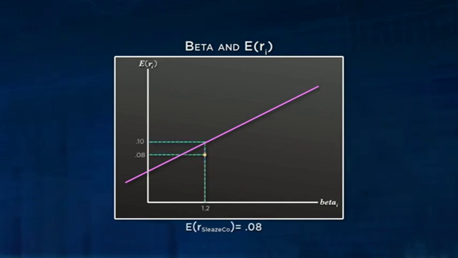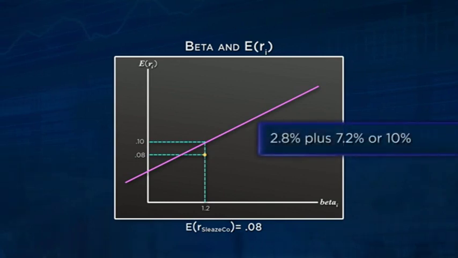For example, consider Sleazeco. Let's say that the beta of Sleazeco is 1.2, and it has an expected return of 8%. According to the SML, a security with a beta of 1.2 should have an expected return of the risk-free rate of 2.8% plus the beta times the market risk premium. The second part is going to be 1.2 times 6% or 7.2%. So the total is 2.8% plus 7.2% or 10%.